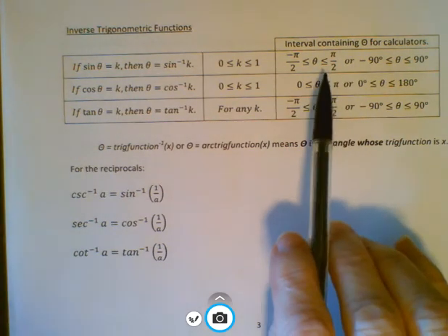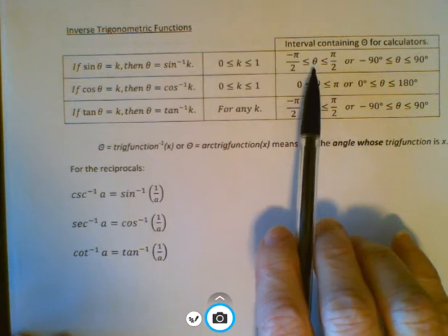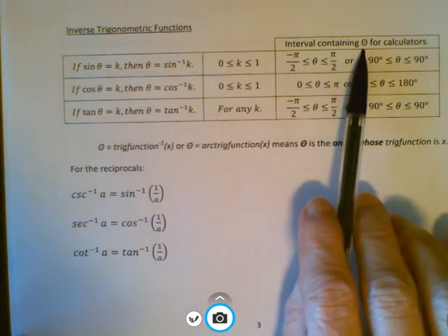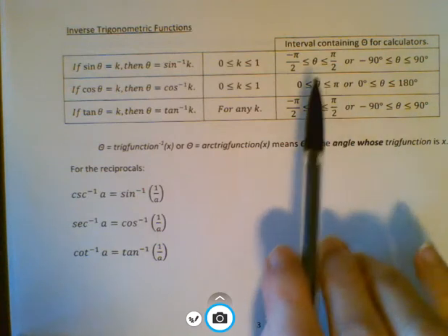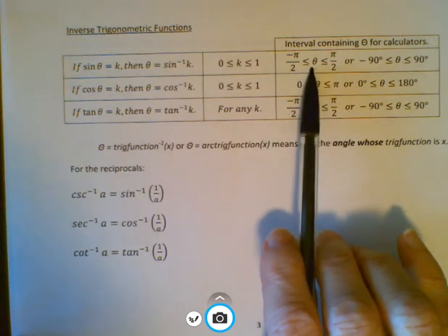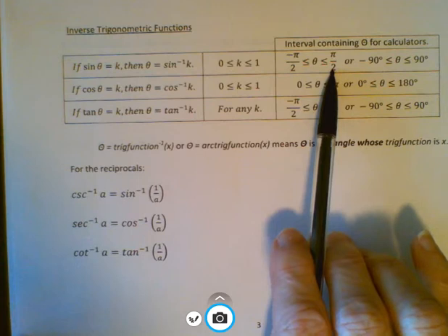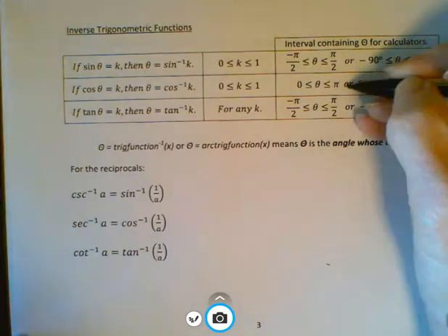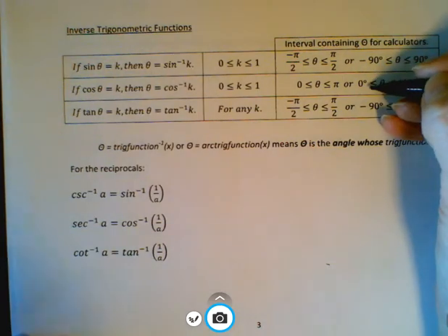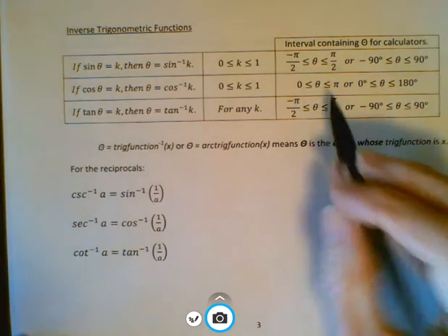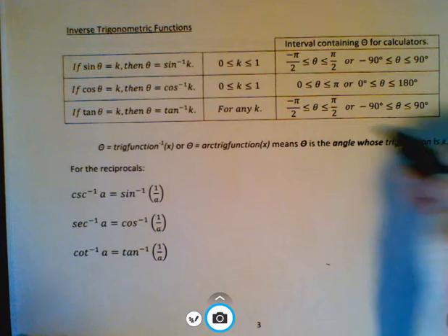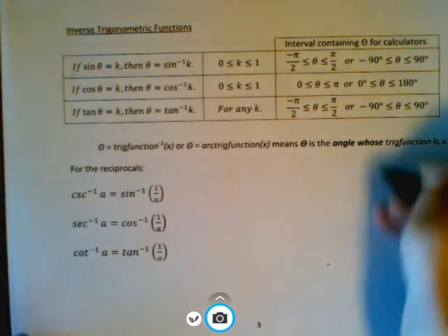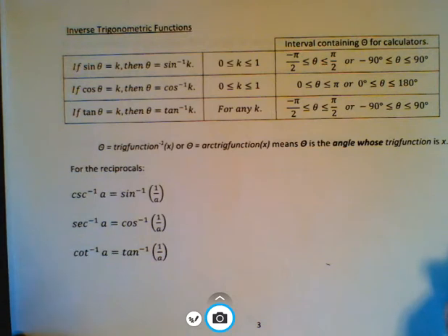Now, we'll be using a calculator at first, and note the interval it will return for us. When we do this to determine what theta is, it's going to be in this interval for sine: from negative pi over 2 up to pi over 2. For the cosine, it will go from 0 to pi, and the tan is the same as the sine, negative pi over 2 to pi over 2.